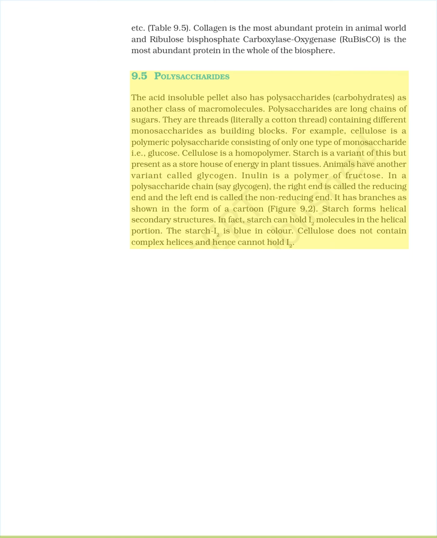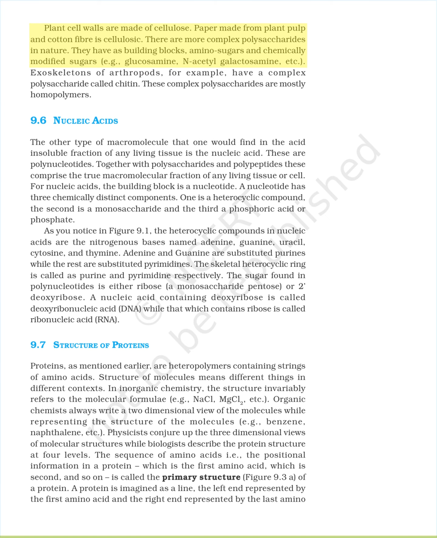Starch forms helical secondary structures. In fact, starch can hold I2 molecules in the helical portion. The starch-I2 complex is blue in color. Cellulose does not contain complex helices and hence cannot hold I2. Plant cell walls are made of cellulose. Paper made from plant pulp and cotton fiber is cellulosic.